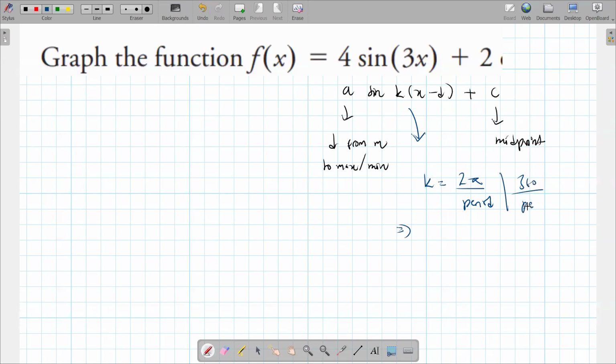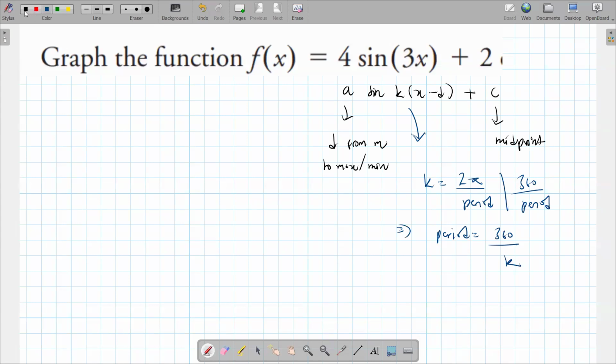So here the K value is 3. If you want the period, you can just do 360 divided by the K value. And here your D value is 0. Do you see that? The D value is 0 for this sine function. So where does it start? At the midpoint or at max or min? The midpoint. Exactly. So this sine function starts at a midpoint.